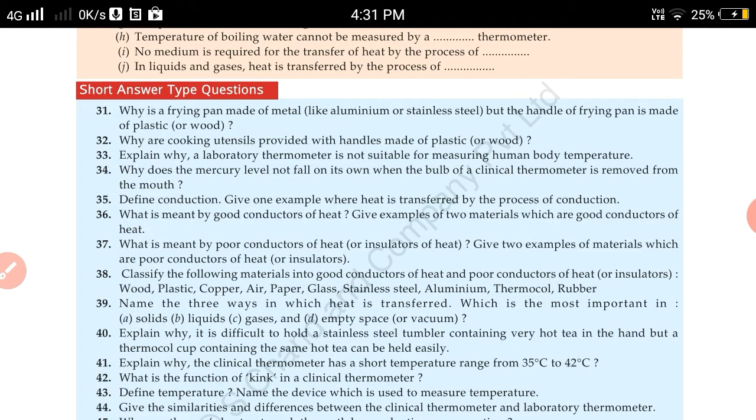35th question: define conduction. Give one example where heat is transferred by the process of conduction. Conduction is the mode of heat transfer that takes place in solids from a hotter end to the colder end, or from a hot object to a cold object. For example, when we put a stainless steel spoon in hot food, its other end also becomes very hot due to the conduction process.